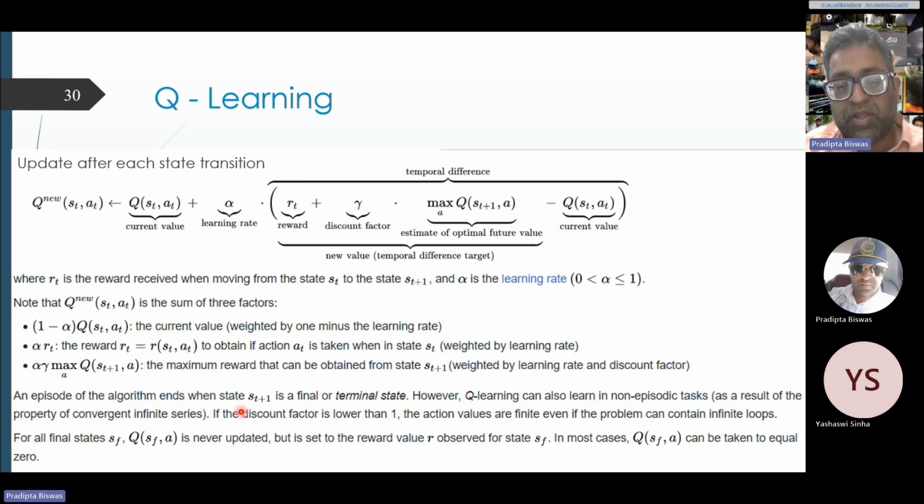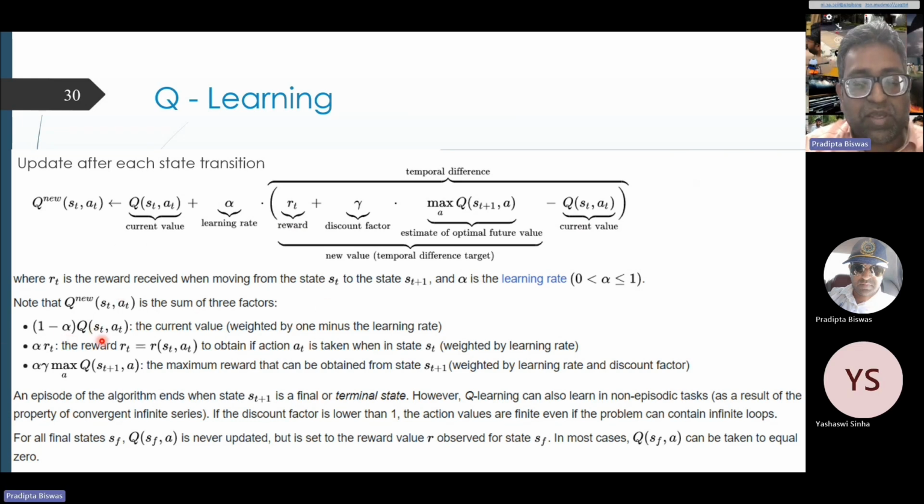And an episode of the algorithm ends when the state s t plus 1 is the final or terminal state. So now if I write this whole equation algorithmically, you can see that I just assign these terms, or alter this term.